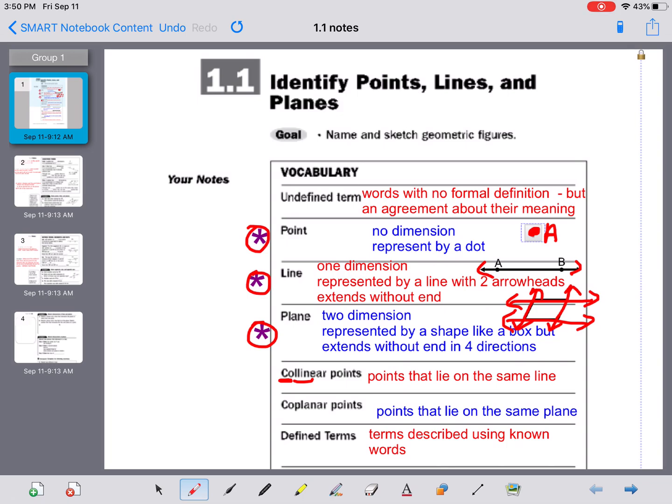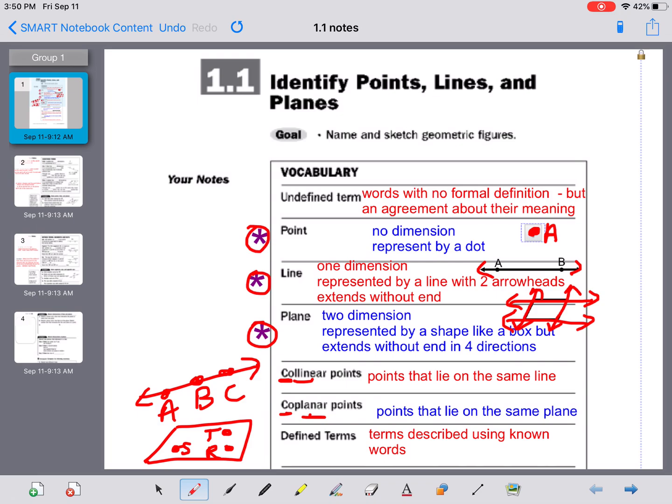Collinear, okay? So then we get the same thing. If I have a line and I have points on that same line, that means points A, B, and C are collinear. Coplanar means I have this big flat surface, and on my flat surface I have more than one point, and those points are coplanar because they're on the same plane.